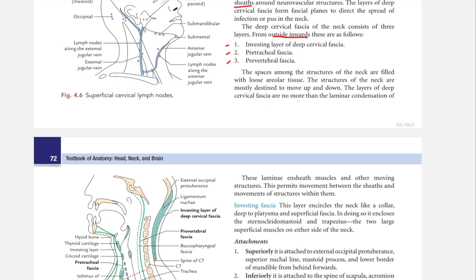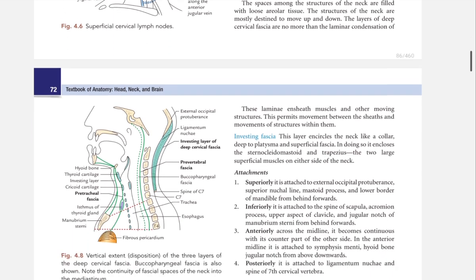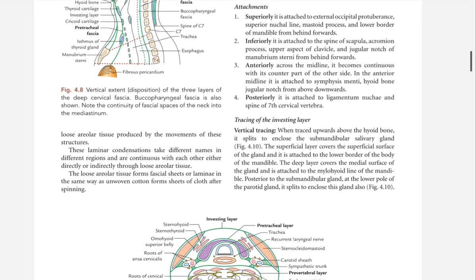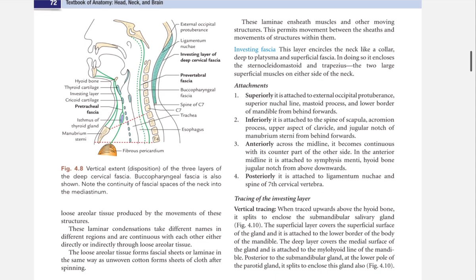The layers of deep cervical fascia are no more than a laminar condensation of loose areolar tissue produced by movement of these structures. These laminar condensations take different names in different regions and are continuous with each other either directly or indirectly through loose areolar tissue. The loose areolar tissue forms fascial sheets or lamina in the same way as unwoven cotton forms sheets of cloth after spinning. These lamellae ensheath muscles and other moving structures. This permits movement between the sheets and movement of structures within it.